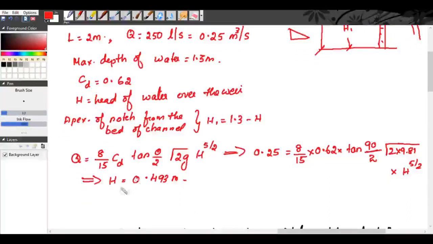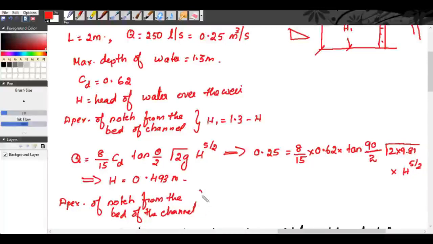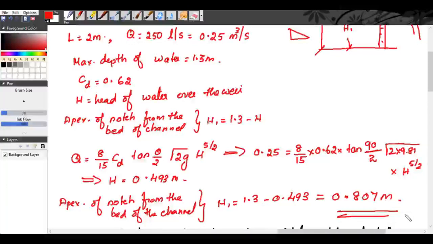That means the apex of notch from the bed of the channel, H1, will be equal to 1.3 minus 0.493, that is equal to 0.807 meter.